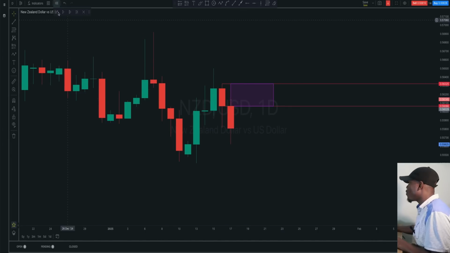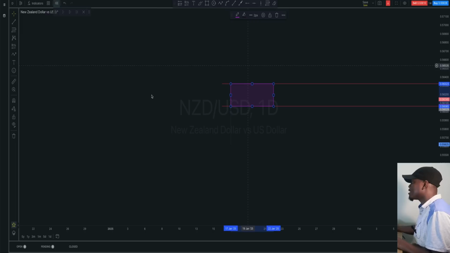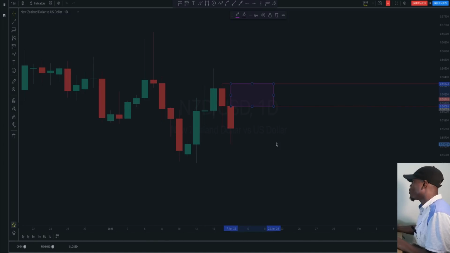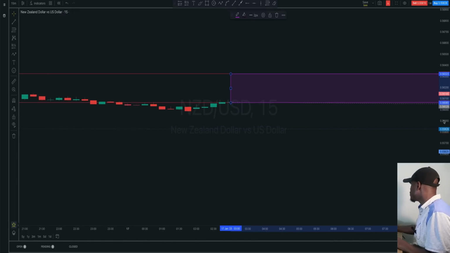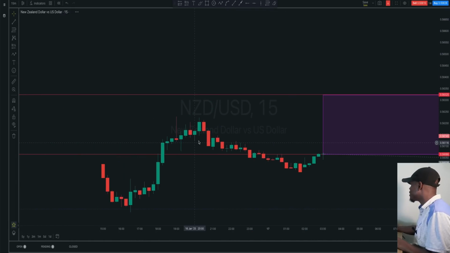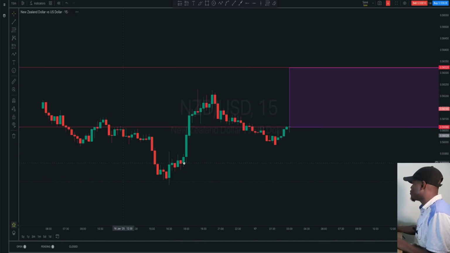So now we want to go and use a bar replay tool right here. After I've done this, I'll go down to the 15-minute chart, then we'll come back to that same area and see. On the 15-minute chart, you can see that where the purple zone is, that is where we are going to take our trades from when the market pulls back into that.